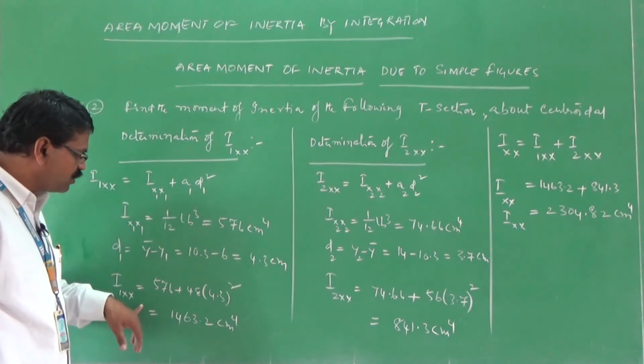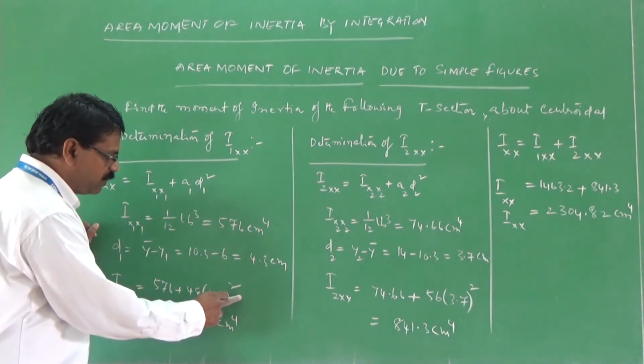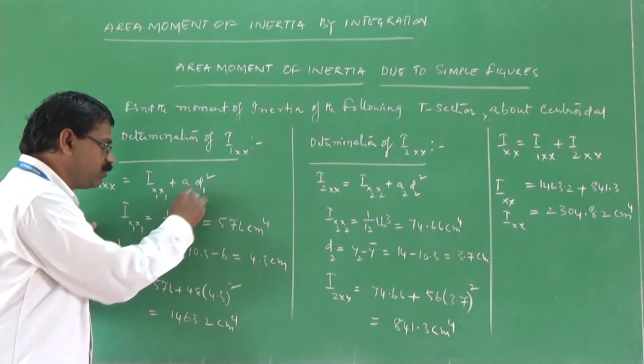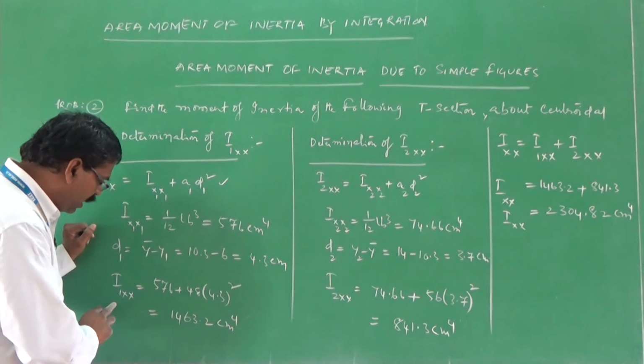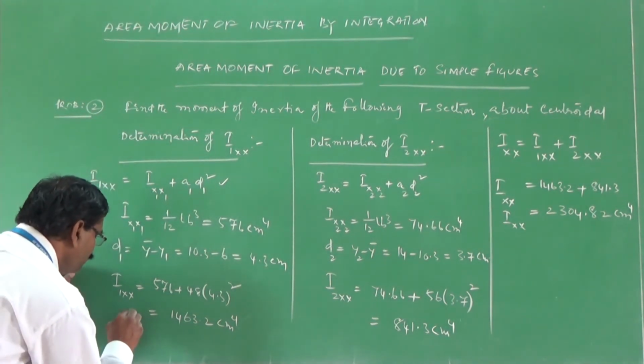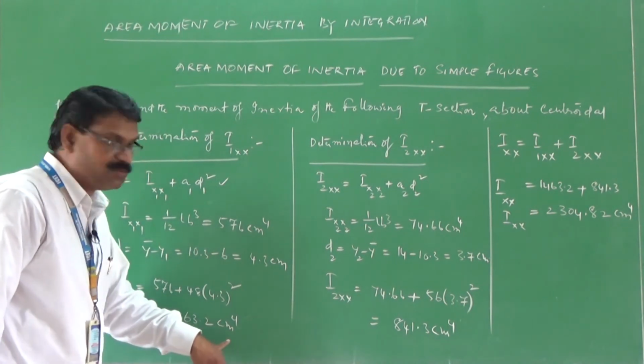And I1 double x is equal to 576 plus 48 into 4.3 whole square. This substitution is according to the formula: Ix1x1 plus A1 d1 square. Therefore, I1 double x is equal to 1463.2 centimeter to the power of 4.